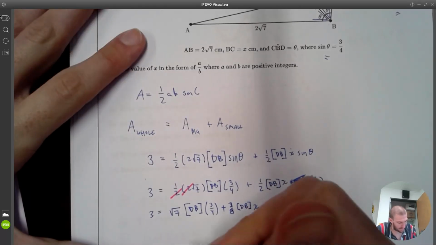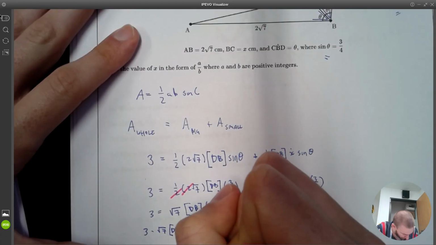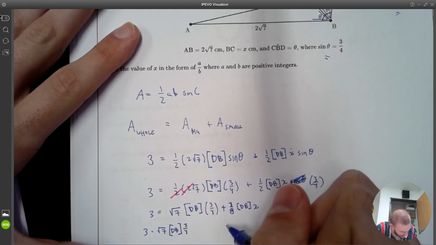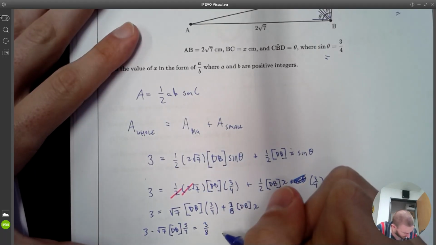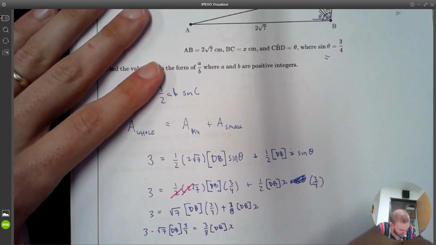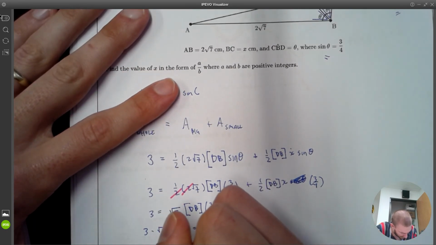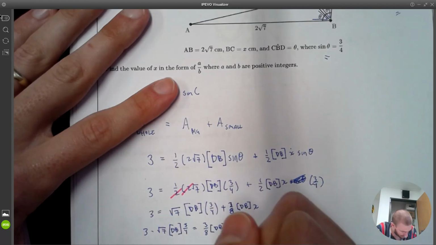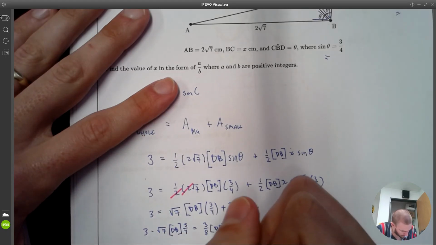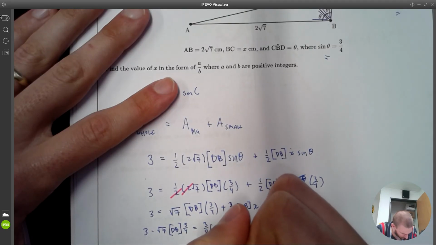I could subtract this to the other side. 3 minus square root 7 dB times 3 over 4. And then that would be 3 over 8 dB times x. Again, I could just do more algebra and divide this stuff to the other side, I guess. So what about 3 minus, everything's got a 3, I'm noticing. So those 3's are all going to simplify, but let's make this 3 square root 7 over 4 times dB.